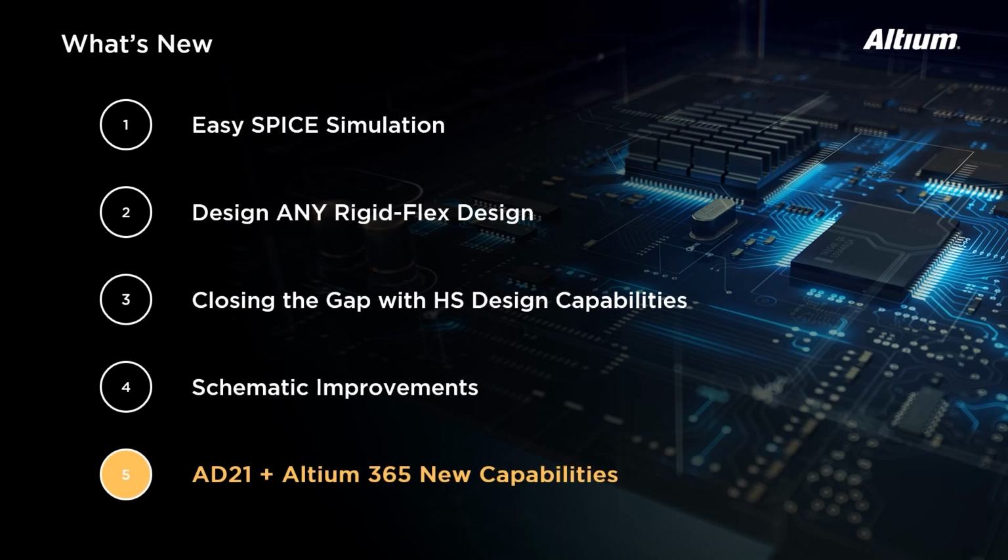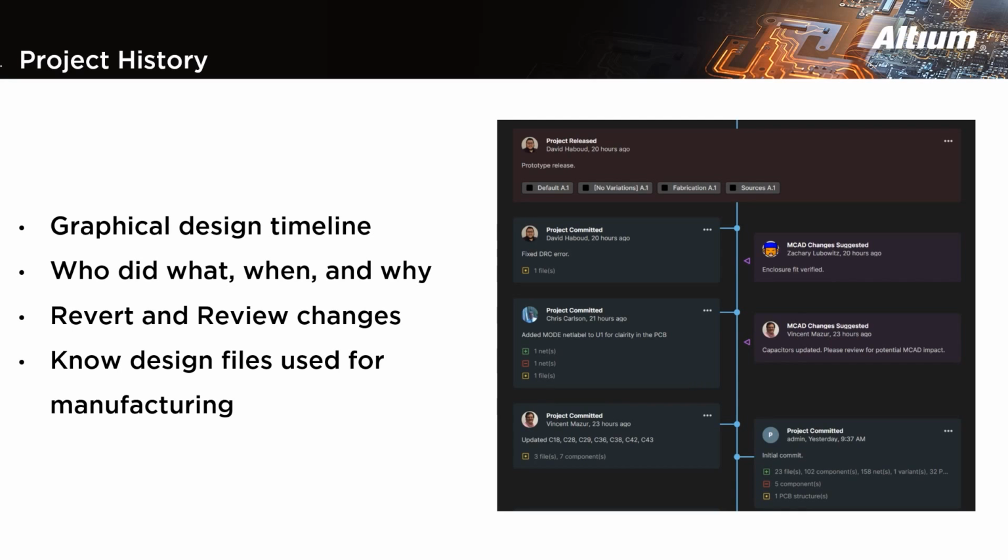Our last topic for today is new functionality enabled by connecting to Altium 365. Remember that access to Altium 365 is provided with your subscription. When you store your designs in an Altium 365 workspace, you can get powerful tools to enable collaboration. Let's start off by discussing project history.